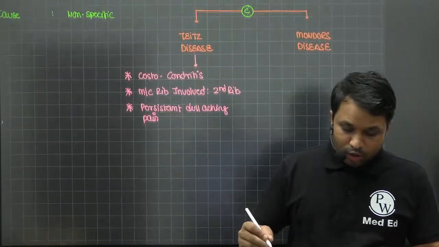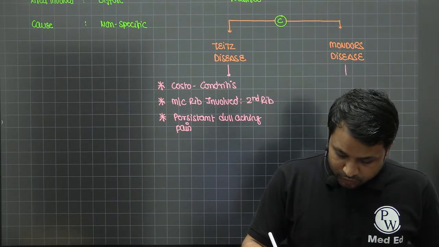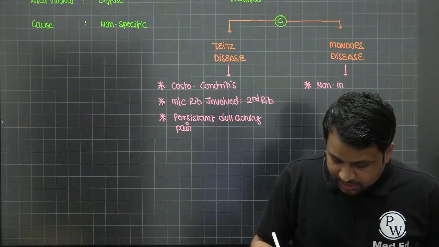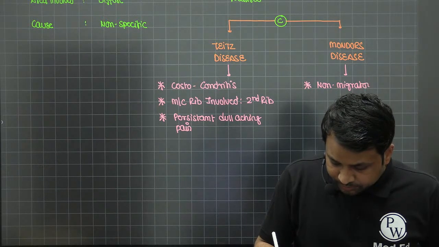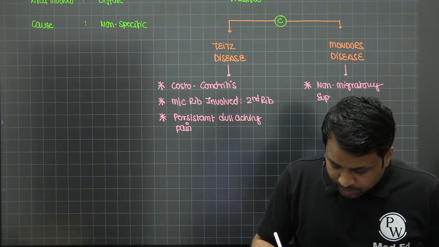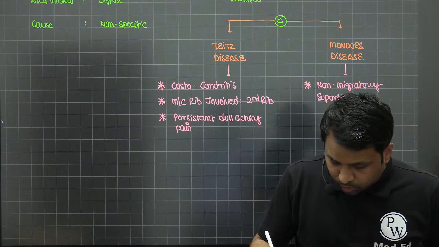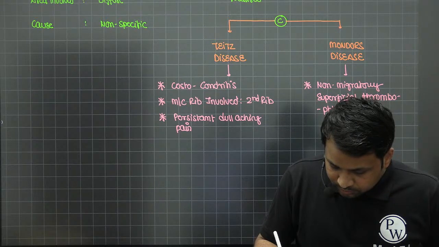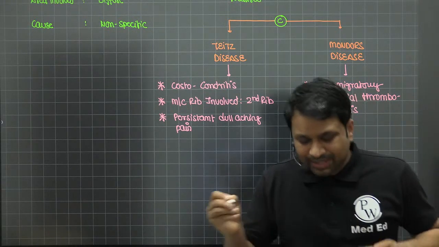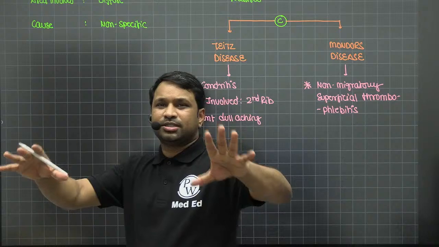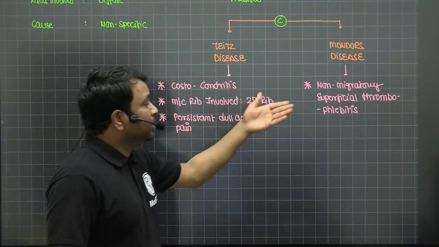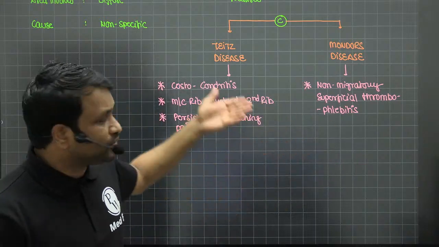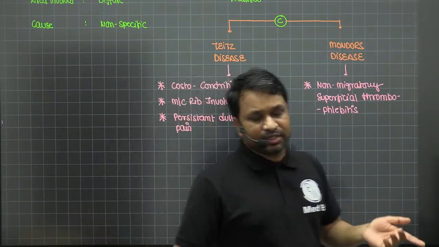Now, when you say Mondor's disease, Mondor's is because of non-migratory superficial thrombophlebitis. As you can see from the name itself, non-migratory means it is constant or seen in one particular location. Superficial thrombophlebitis, that is superficial vein inflammation. So inflammation of the superficial veins is seen on the breast surface, and this is what we call Mondor's disease.